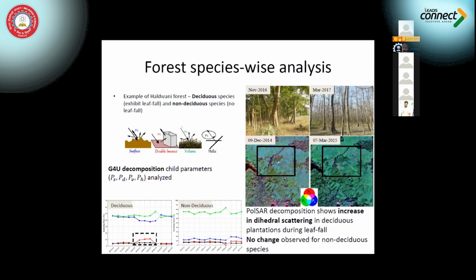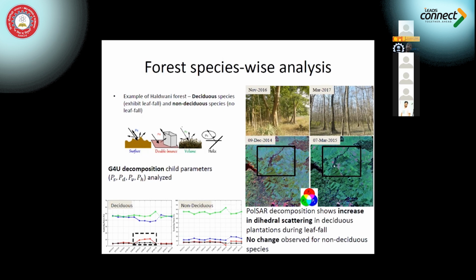For example, we have the images over the Haldwani area, Uttarakhand. So we can see some phenological changes, and the phenological changes are happening in a particular species. Okay, because there are mixed plantations which are showing the non-deciduous kind of nature. There are eucalyptus, also showing the non-deciduous nature. Only teak is showing this leaf fall kind of phenomena. And as we see here, in the month of December, we don't have such a leaf fall in the teak plantation, but in March we can see.